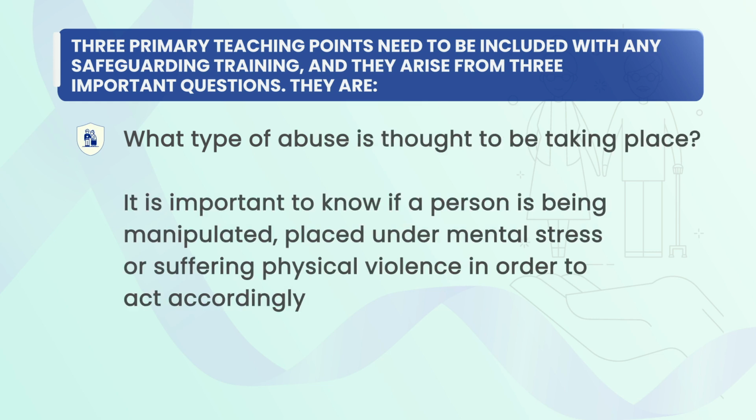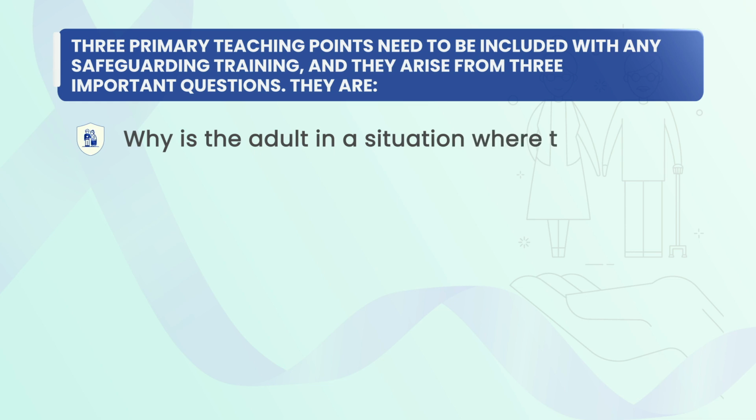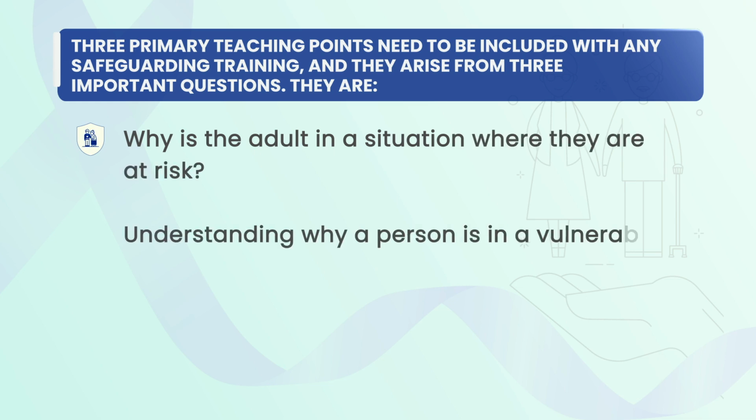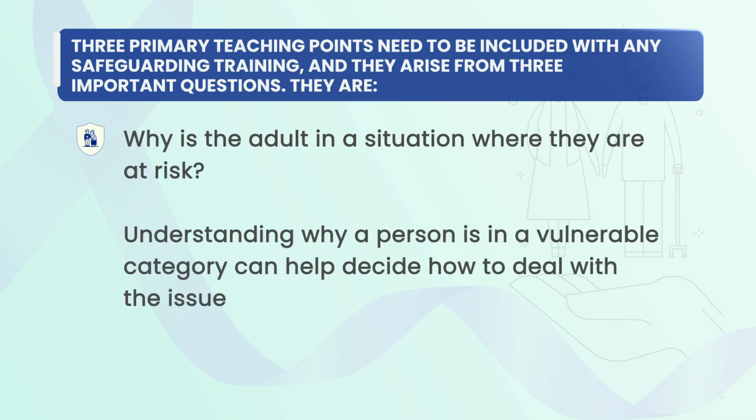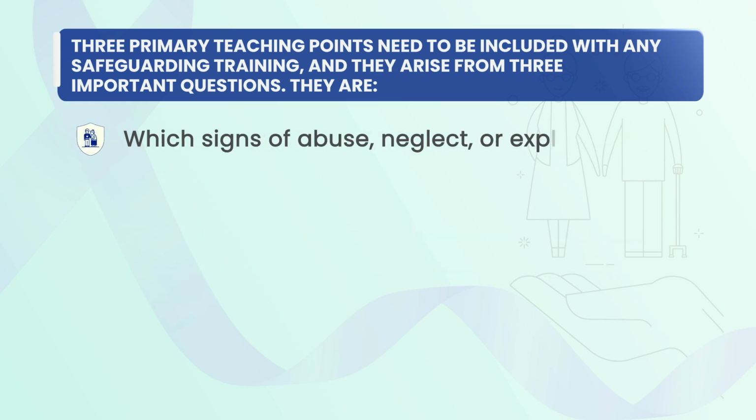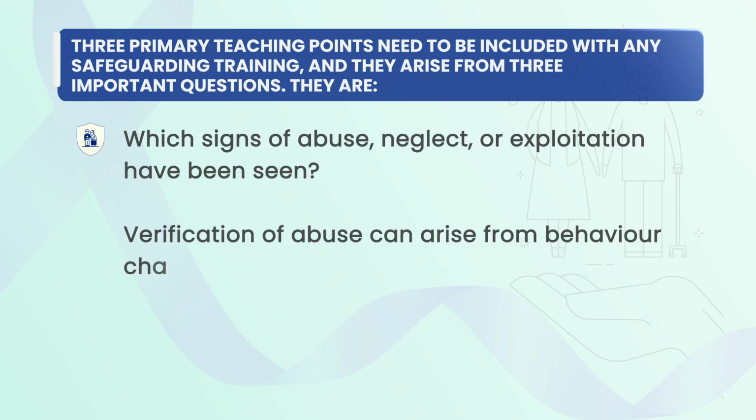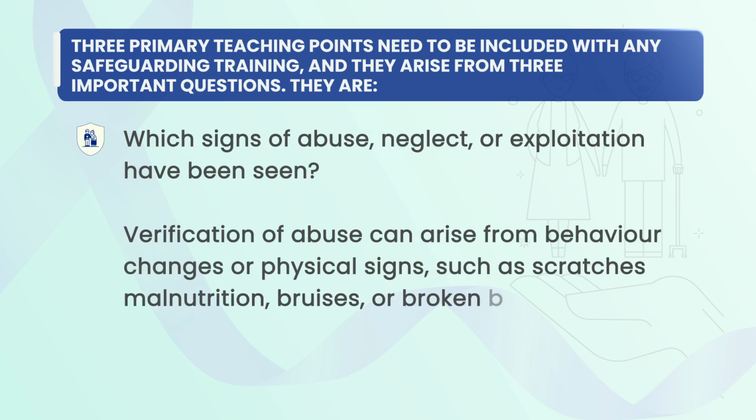It is important to know if a person is being manipulated, placed under mental stress, or suffering physical violence in order to act accordingly. Why is the adult in a situation where they are at risk? Understanding why a person is in a vulnerable category can help decide how to deal with the issue. Which signs of abuse, neglect, or exploitation have been seen?